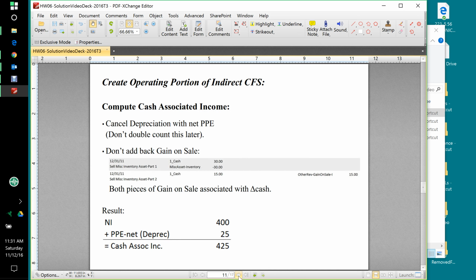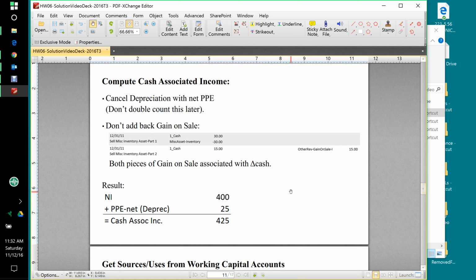So now let me go back to where we're actually doing that. Down here in this section, I'm showing you every bit of the transaction, and I've broken it up into two pieces for clarity, but everything to do with gain on sale of miscellaneous item that came out of inventory has to do with cash. So that's why we don't make any adjustments for gain on sale, unlike loss on sale.